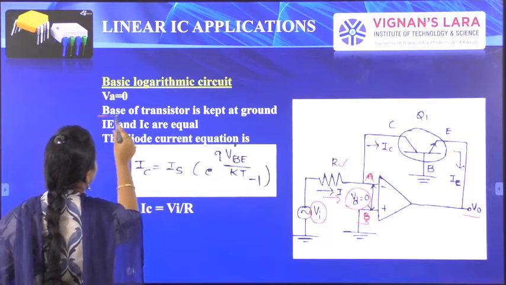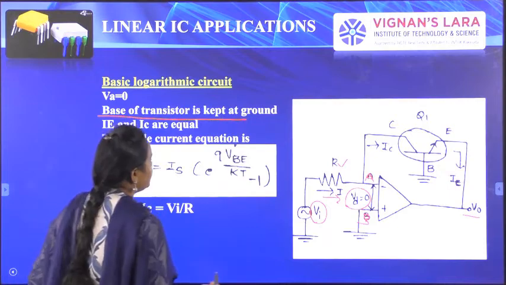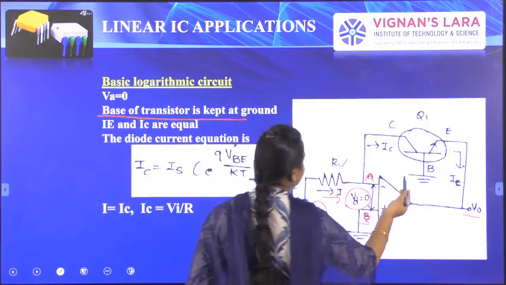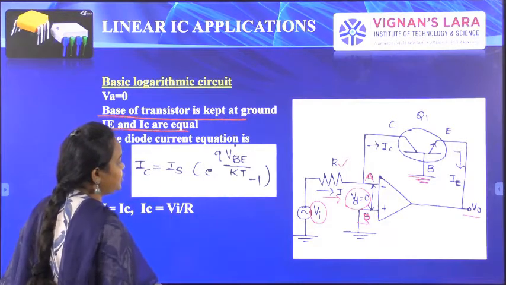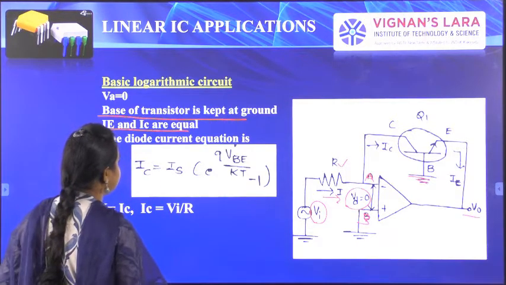Here the base of the transistor is kept at ground. We are taking only IC and IE as equal. The current flowing through IE and the current flowing through IC are equal.